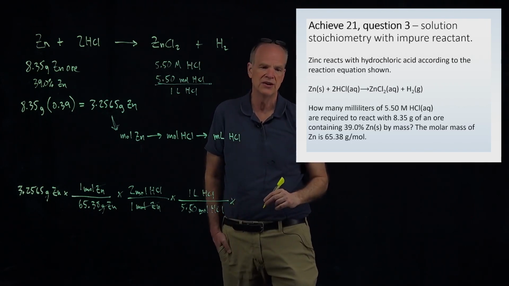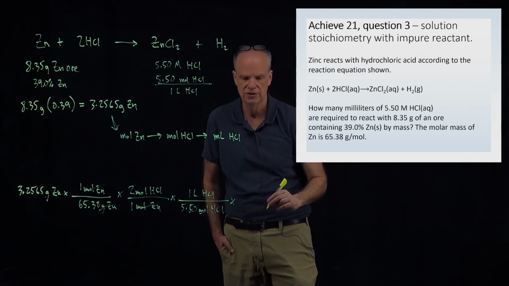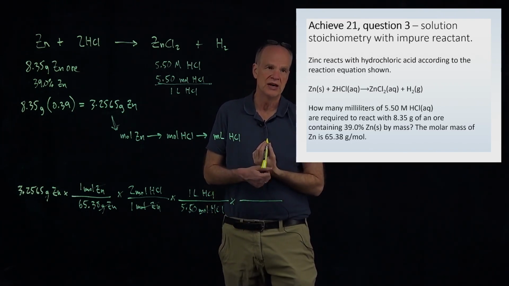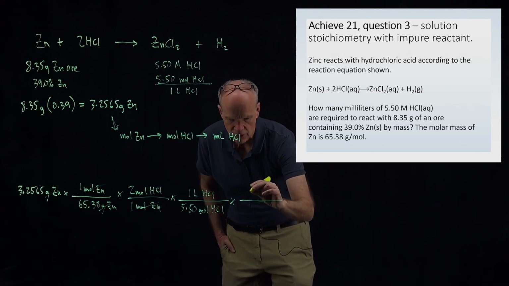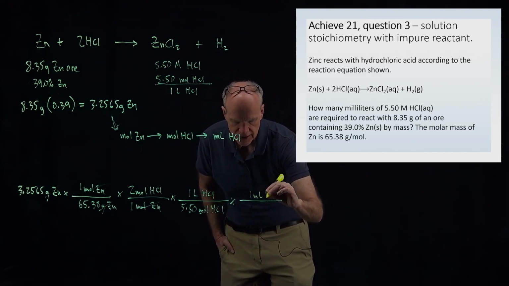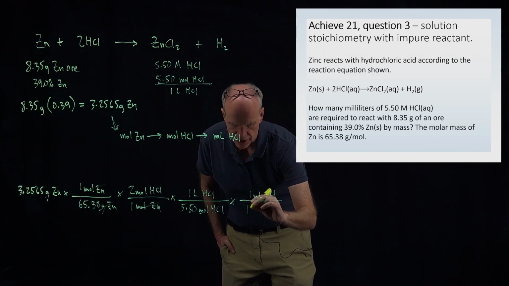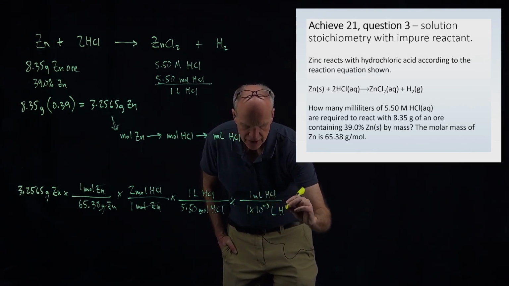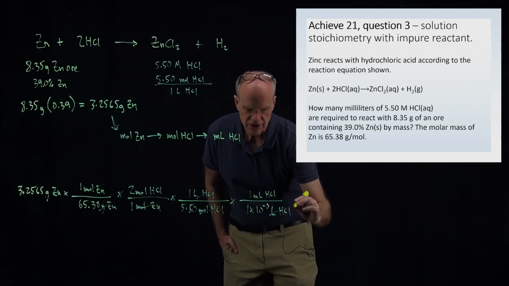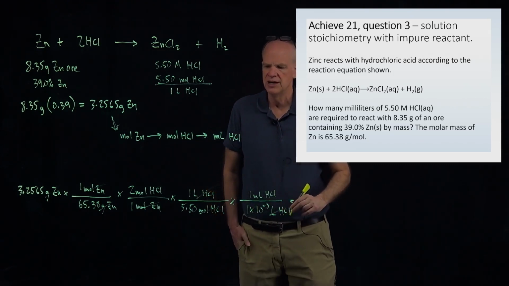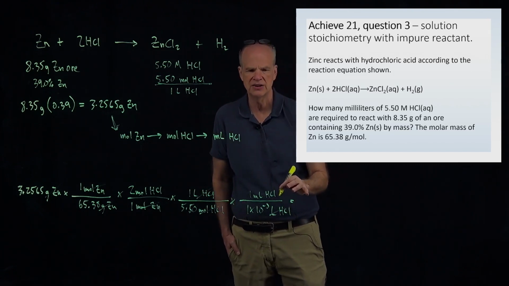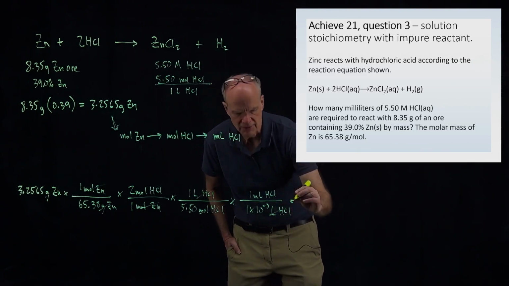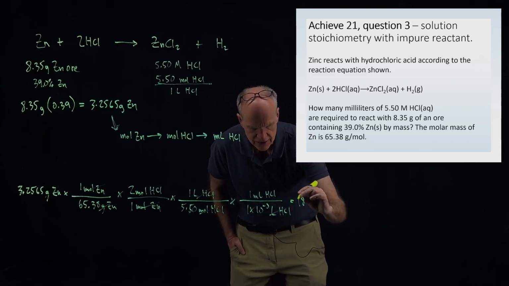And so now the final step is to get this into milliliters. Here you just have to recall that 1 milliliter is 1 times 10 to the negative 3 liters. And so I'm going to write 1 milliliter HCl over 1 times 10 to the negative 3 liters HCl. And so the liters HCl cancels out. So I've set up this train of fractions. And if I do the math here, rounded to the correct number of significant figures, what I get is 18.1 milliliters of HCl.